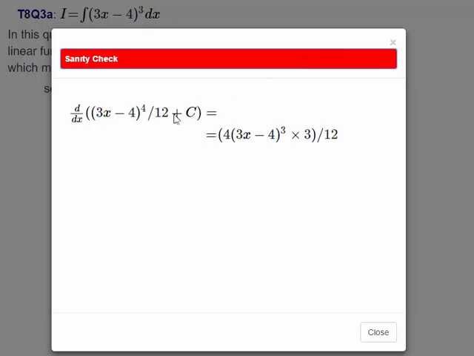And then, because this is a linear factor, we have to multiply by the derivative of the bracket, which is obviously going to be 3, which is where that 3 comes from. And then finally, we've got the constant of integration, and differentiating a constant will give you 0. So now we've got 4 times 3, which is 12, divided by 12, so the 4 times 3 cancels with the 12, giving us (3x − 4)³, which is where we started.